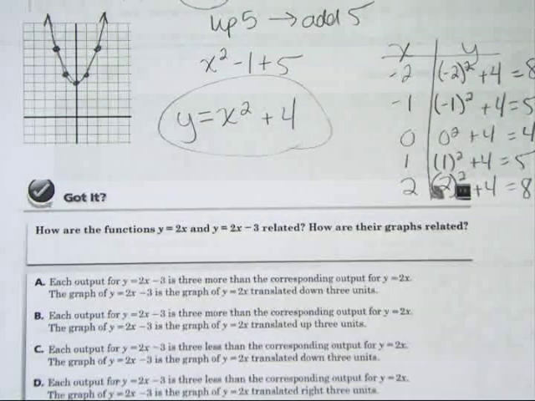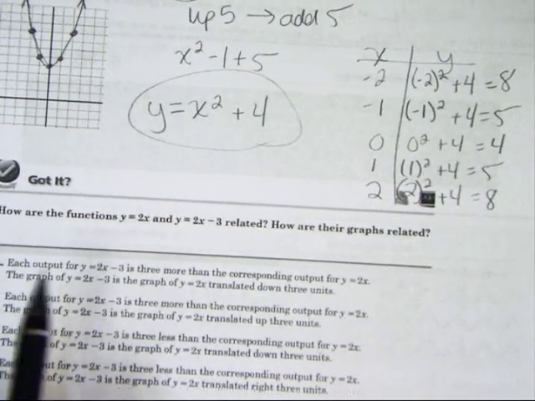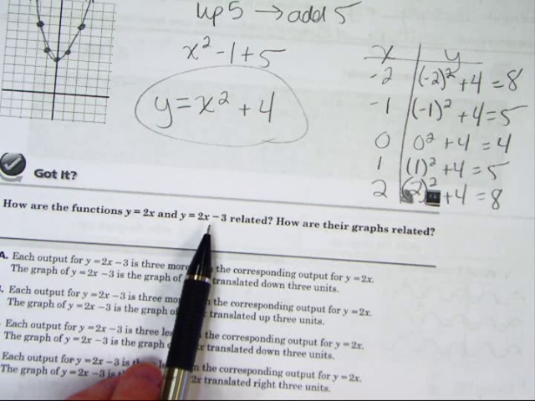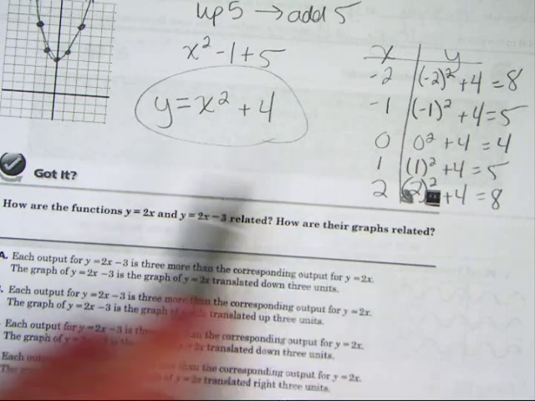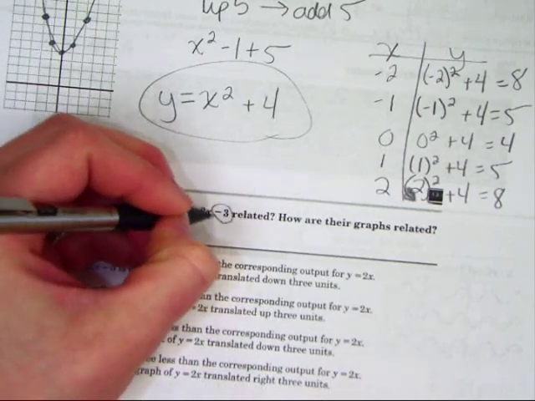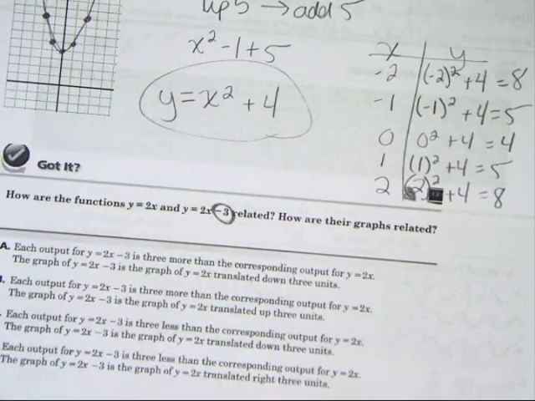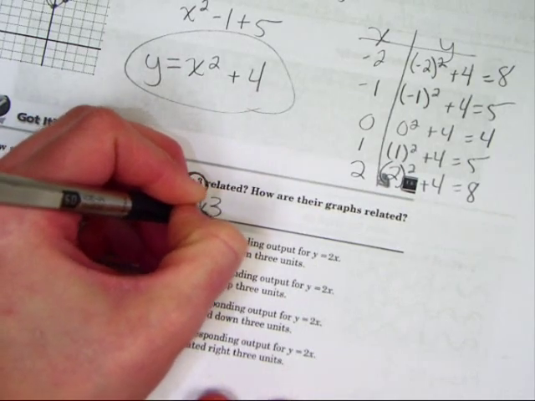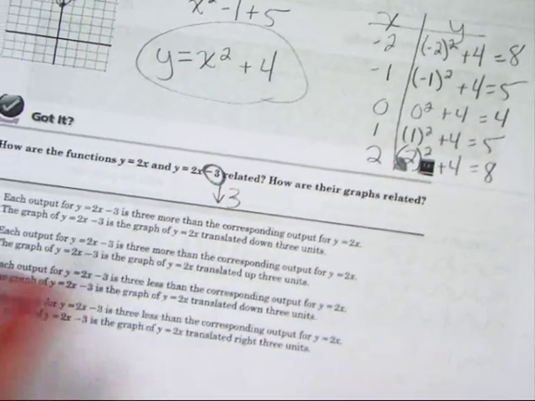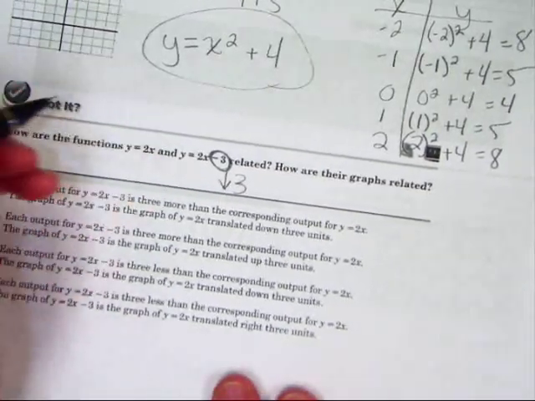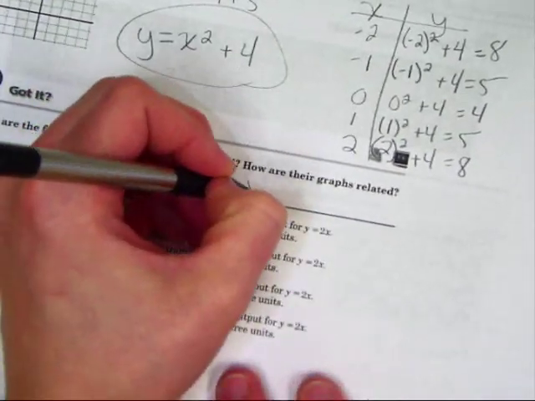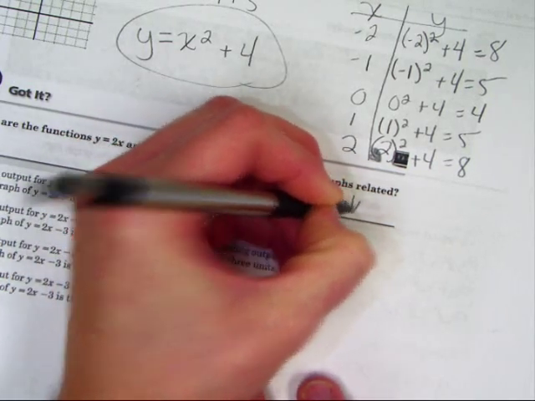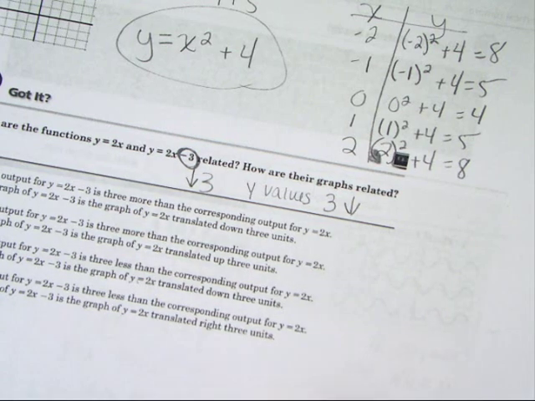Okay? Let's take a look at the got it. How are the functions y equals 2x and y equals 2x minus 3 related? How are their graphs related? Well, you should notice that the only difference is this minus 3. And since that minus 3 is in the back, that means that that one has gone down 3 units. Otherwise, nothing else has changed. And since it's moving up and down, you can say that the y values are 3 down from the other one, because it's an up and down change.